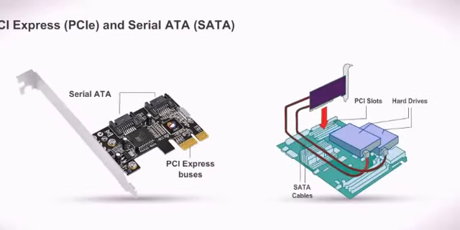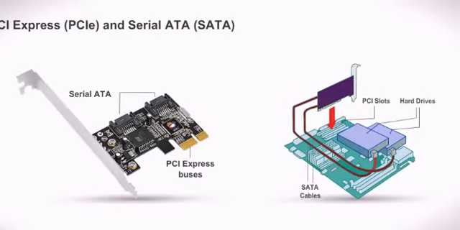Recent developments in buses and ports include PCI Express (PCIe) and Serial ATA (SATA). PCI Express buses and slots are 30 times faster than PCI and are expected to replace both PCI and AGP. Serial ATA (SATA) buses and ports are used to connect magnetic and optical disk drives to the system board for greater speed.